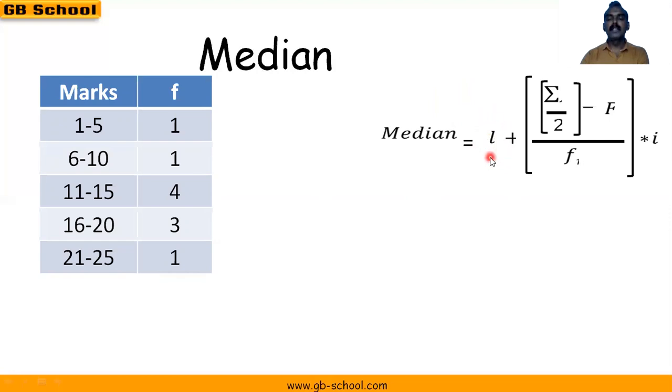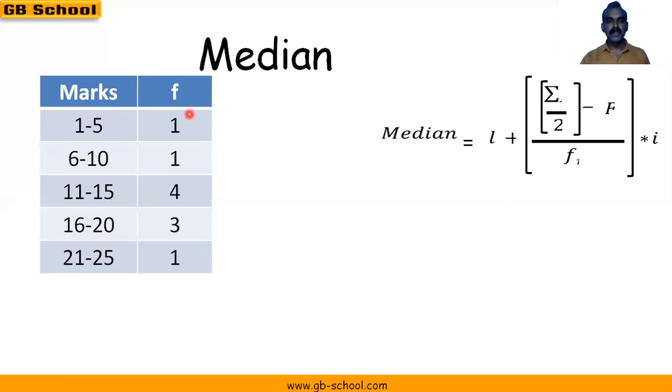So what is L? L is the lower limit of the class interval where the median lies. Now in this data, we are going to find out where the median is going to come. Median means, as all of us know, the exact middle value. Suppose we have 10 people, the fifth person is going to be the middle person. It's nothing but total by 2, nothing but sum of f by 2.